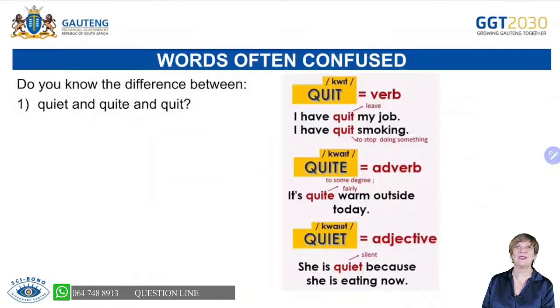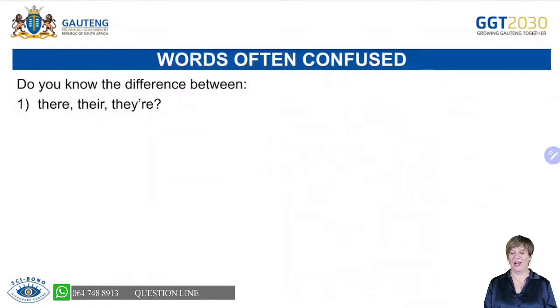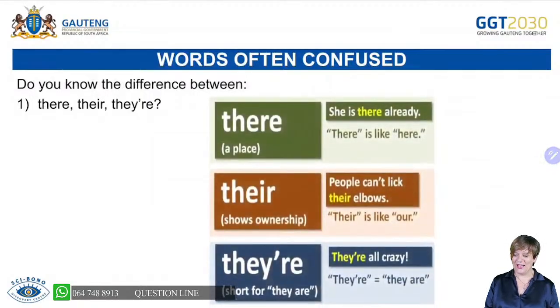And this is why these words are so nice to use when you have to identify errors. Let's try the next one. Oh, this is a favorite, isn't it? Absolutely. Do you know the difference? Yes, I'm sure you do. You're grade 12, aren't you? Should know these. So you've got there, their, and they're. There is a place, their is ownership, and they're with an apostrophe is short for they are.